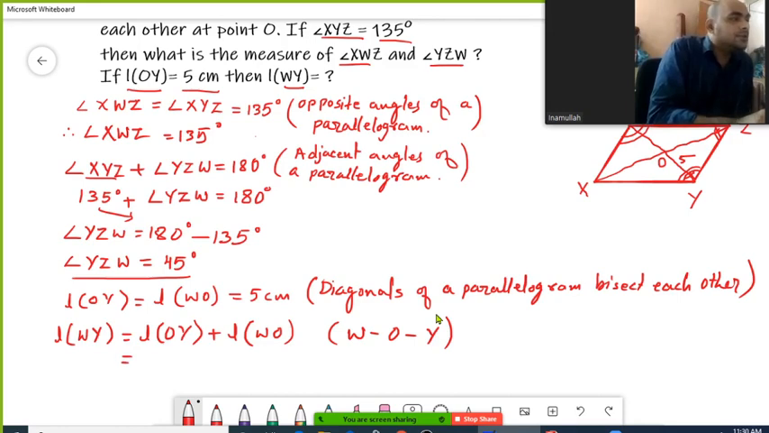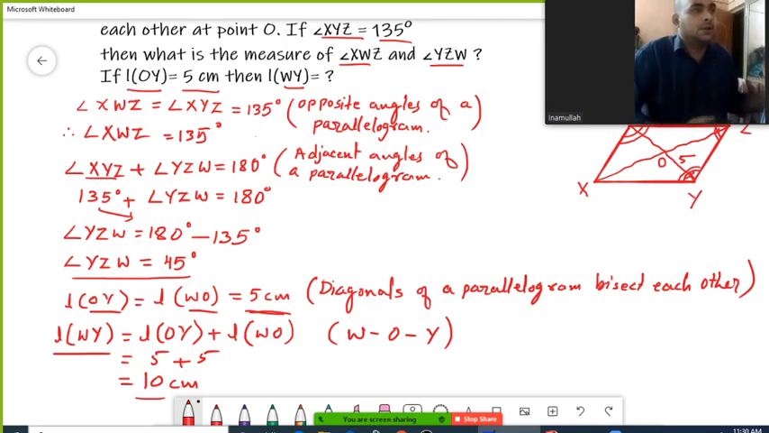So this way length of WY can be taken length of OY. OY is 5 centimeters. So here you can take 5 centimeter. WO is also 5 centimeters. So plus 5 again. Total it will be 10 centimeters. So length of WY is 10 centimeter. This is all about this question. This way you can find out both the missing angles and length of WY.